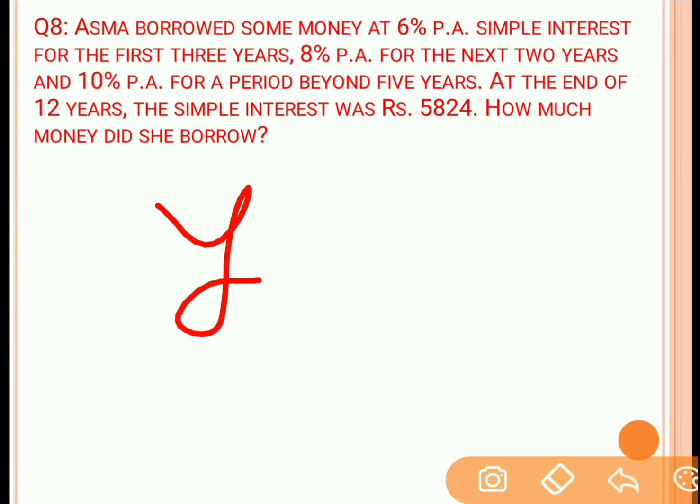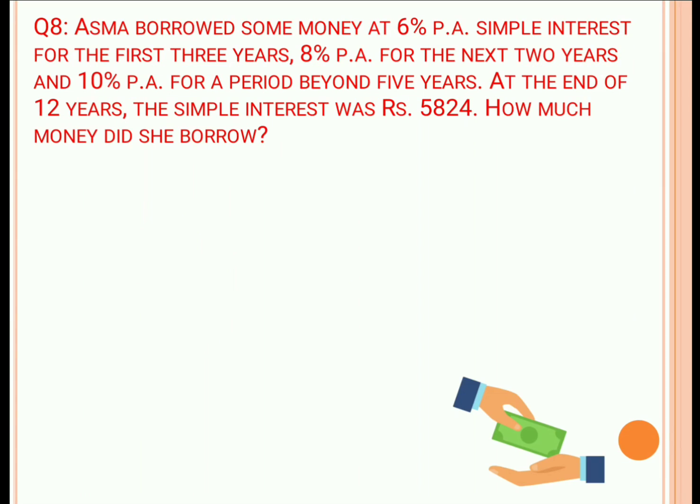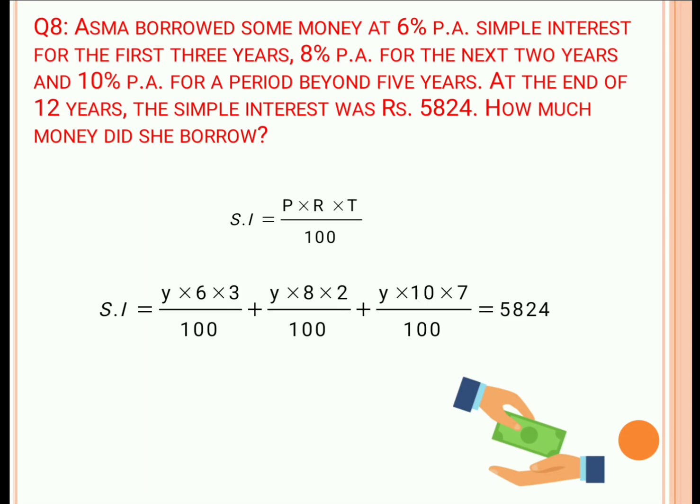On this principal amount Y, she has to pay 6% interest for the first 3 years, whereas 8% interest for the next 2 years and 10% interest for the period beyond 5 years. So here the simple interest which is to be paid on the same principal is different for the different time period. So we will simply apply the formula of simple interest, that is SI is equal to PRT by 100. Now here time period will be different and rate of interest is also different. So we will split this formula into 3 parts.